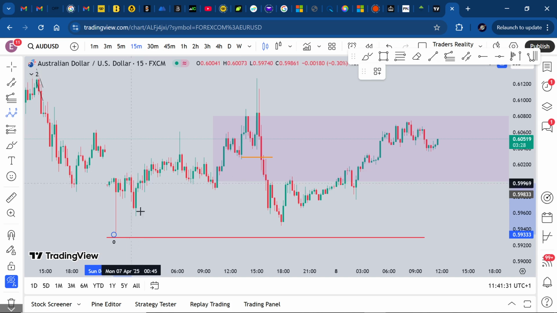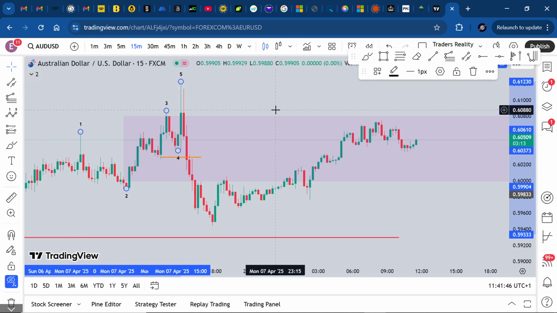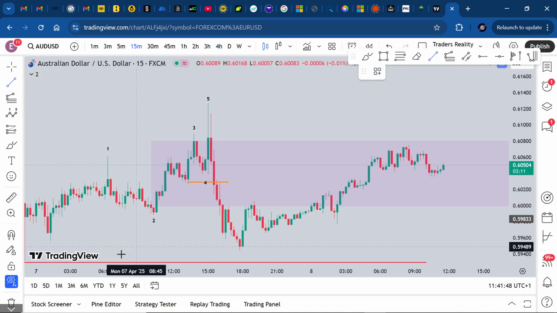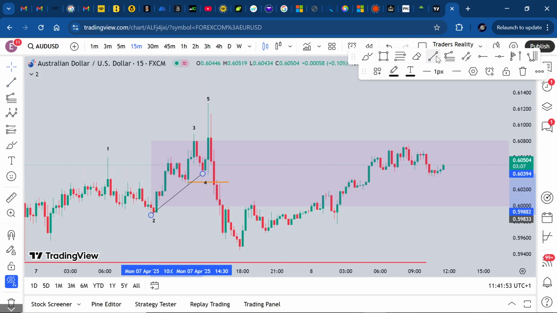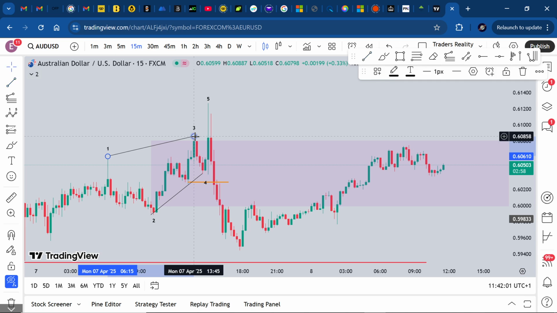Right, that would be A, B, C, and 1, C and 2, A, B, C, and 3. That would be the 4, comes into the price territory of 1, and this would be 5. And these lines need to converge from the 2 to the 4, from the 1 to the 3. We do have a potential leading diagonal. None of the rules are broken. Every single rule has been followed.